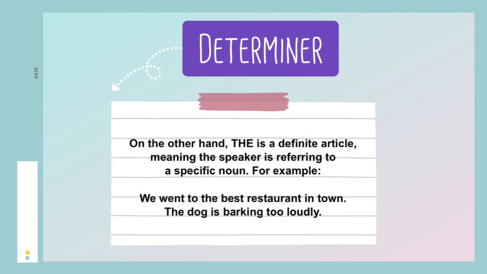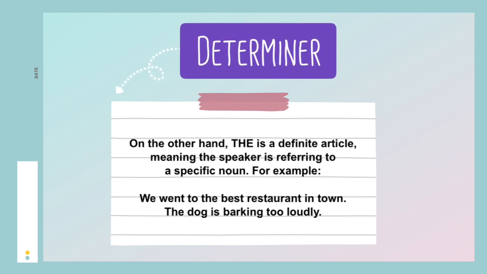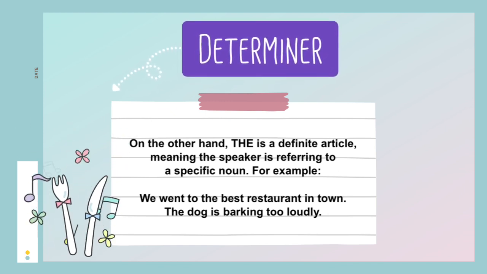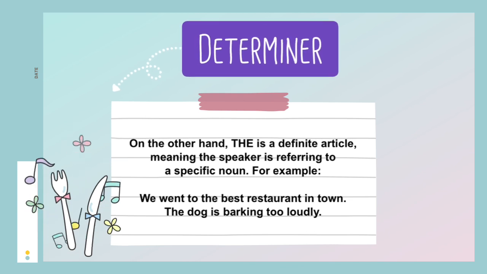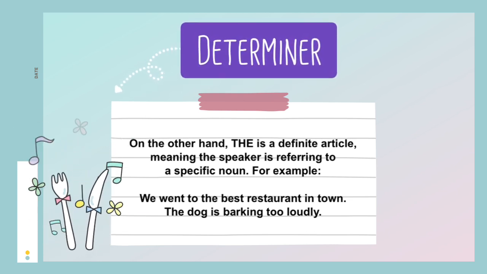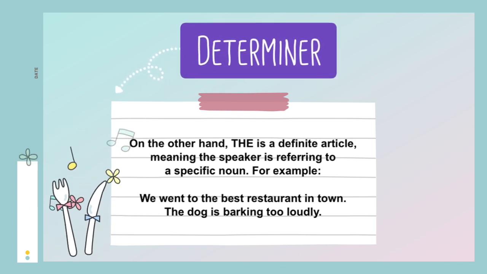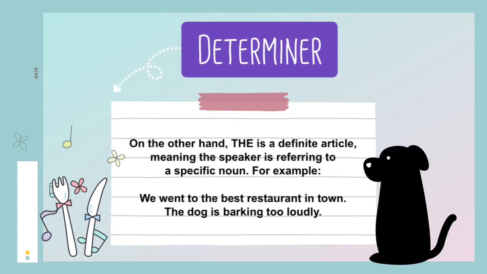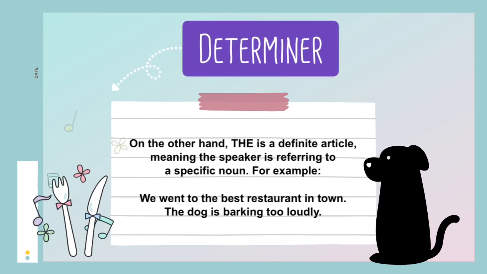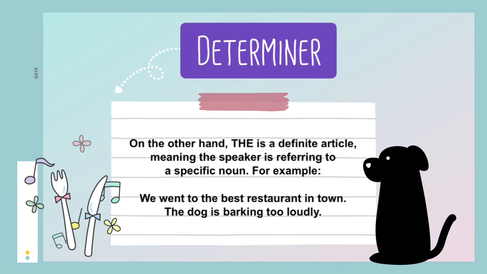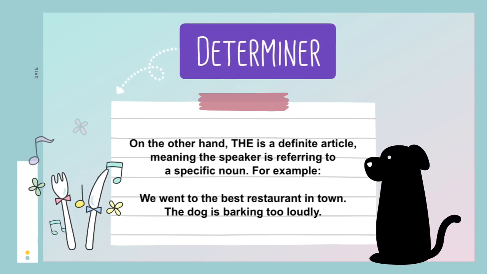On the other hand, the is a definite article, meaning the speaker is referring to a specific noun. For example, we went to the best restaurant in town. So in this sentence, the speakers are referring to a specific restaurant, which they consider as the best restaurant. Let's have the second one. The dog is barking too loudly. So in this sentence, the speaker is referring to a specific dog. Maybe it's the dog in his neighborhood.